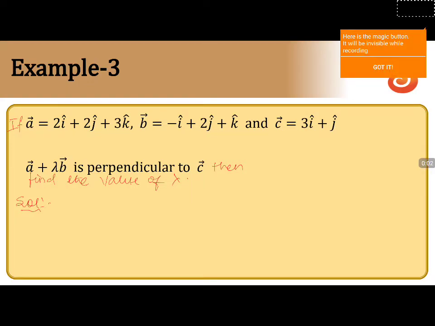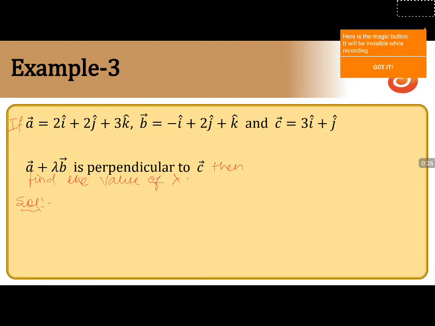Here in this problem, if vector A is equal to 2i + 2j + 3k, vector B is equal to -i + 2j + k, and C is equal to 3i + j, and A + λB vector is perpendicular to C, then find the value of λ.